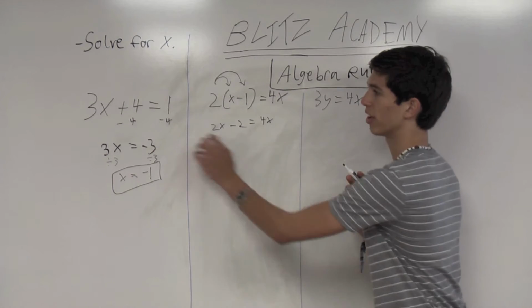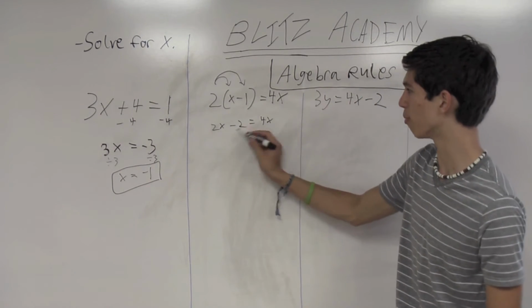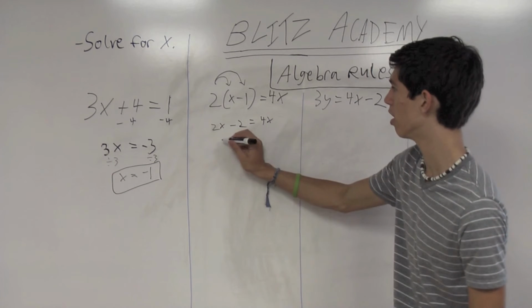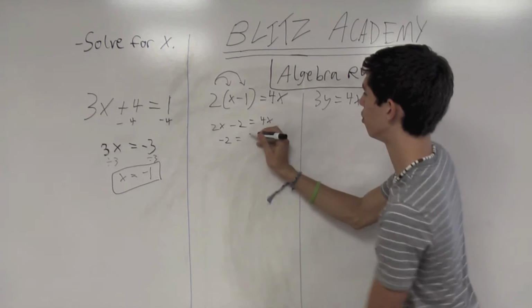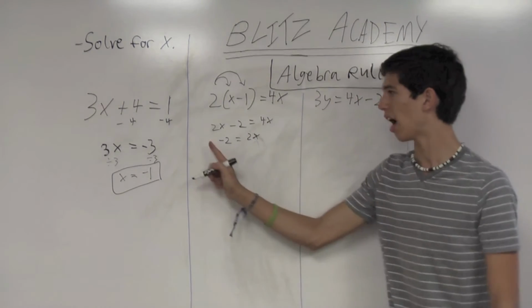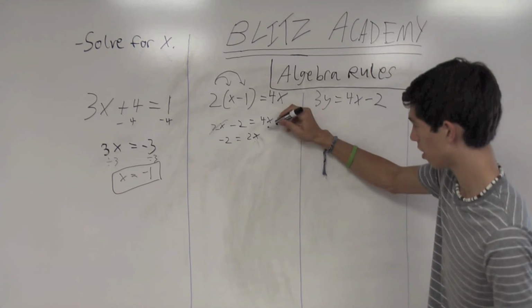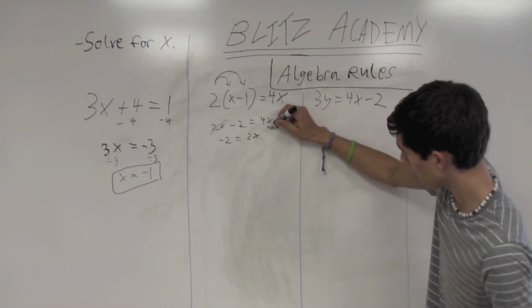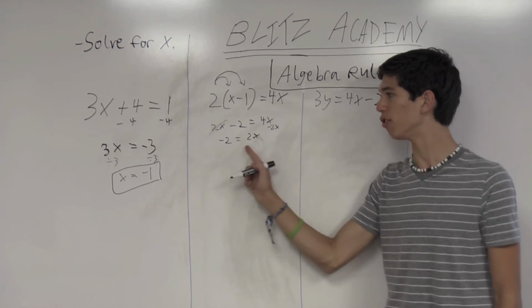So now we have a normal looking equation like we have over here. Let's see if we can get x by itself. Let's subtract 2x from both sides using the rule that we used earlier, and we get negative 2 is equal to 2x. See what I did there? I subtracted 2x from this side and it canceled. I subtracted 2x from this 4x. See? Subtracted 2x from this other side, and 4x minus 2x is equal to 2x. So negative 2 is equal to 2x.